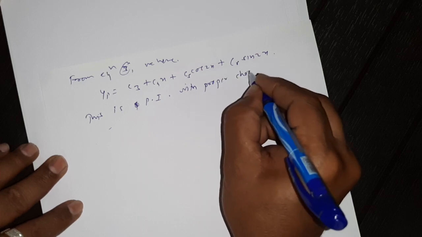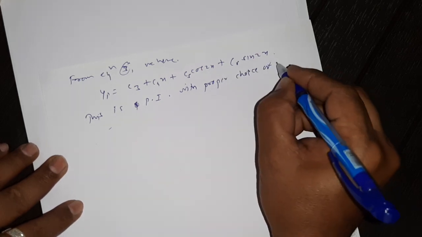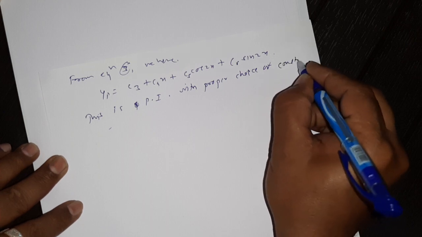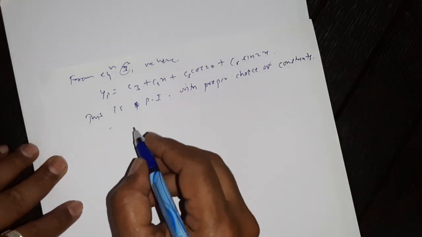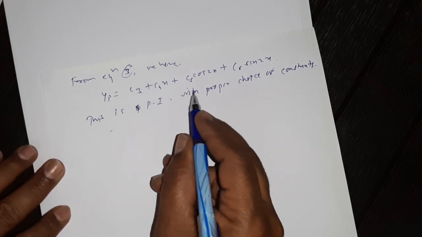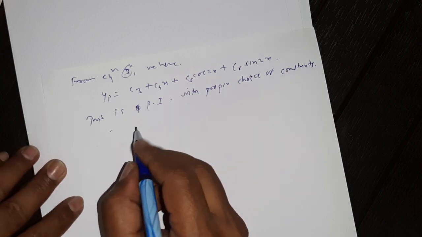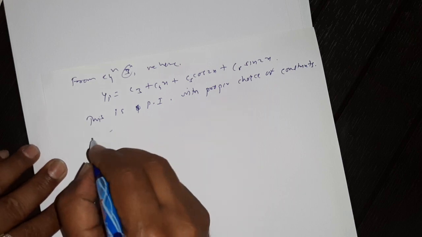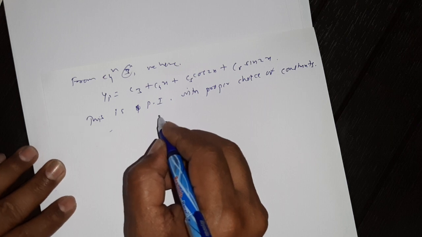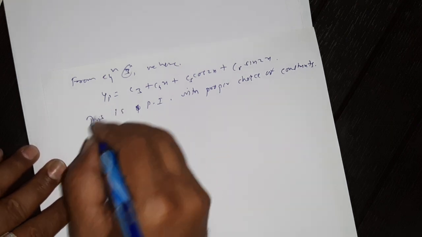With proper choice of constant, this is the particular integral with proper choice of constants c3, c4, c5, c6. So in order to find this, this is the particular solution of equation 1, meaning equation 1 is satisfied by yp.